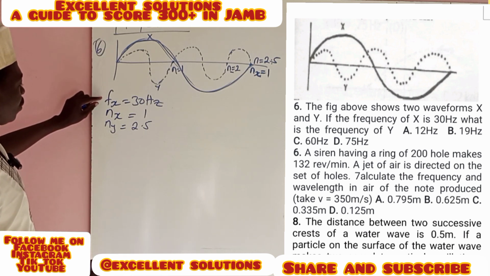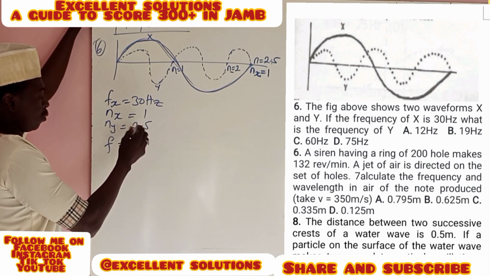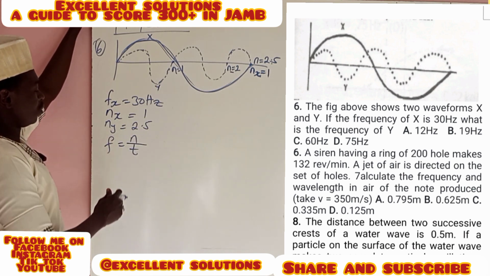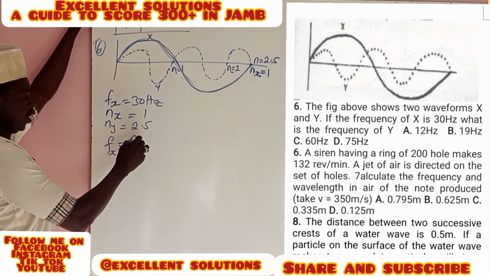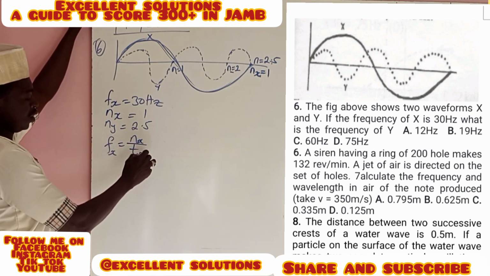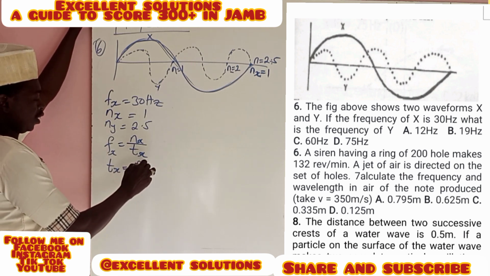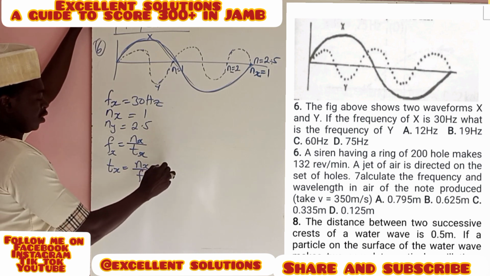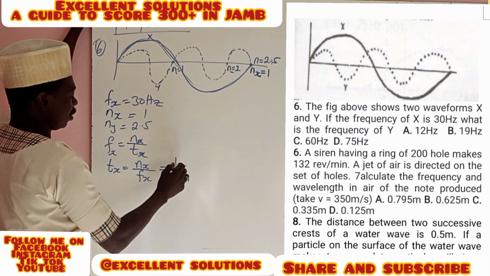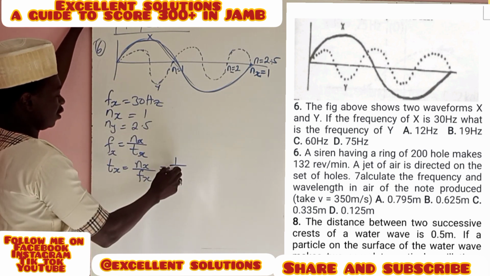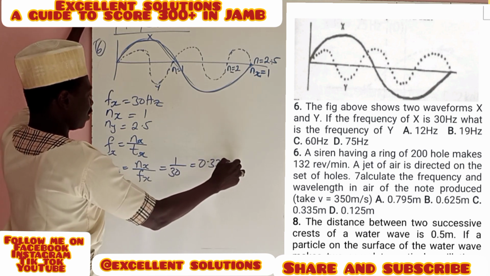Since we have frequency, we have number of revolutions. Remember that frequency is equal to the number of complete revolutions in a second. So fx is equal to nx over tx. If we make t the subject, tx equals nx upon fx. The number of revolutions of x is 1, so we have 1 over the frequency of x, which is 30, and this gives us 0.33 seconds.